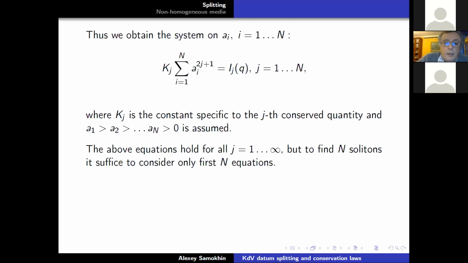Thus, we obtained a system on parameters A, which is quite simple, and the right parts of these equations are easily calculated. Mass and momentum and so on are easily calculated even for non-analytical data.